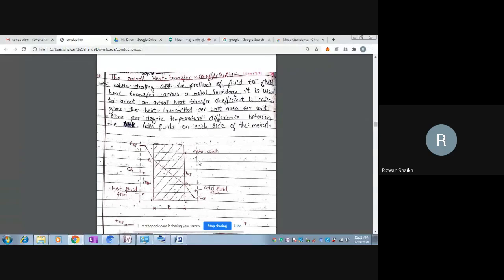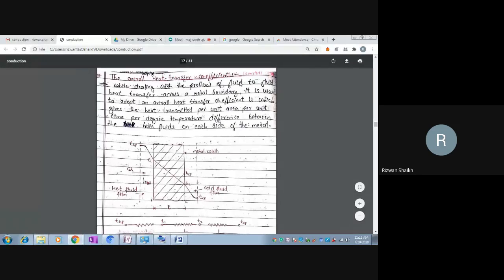Okay, now the diagram part has been understood. Now we only have to see, while dealing with the problem of fluid to fluid heat transfer across a metal boundary, it is usual to adopt an overall heat transfer coefficient, denoted by capital U, which gives the heat transmitted per unit area, per unit time, per degree temperature difference between the bulk fluid on each side of the metal. So whenever we have a bulk of fluid on each side of the metal wall, and heat flows from a hot fluid to a cold fluid, we have to consider the overall heat transfer coefficient.